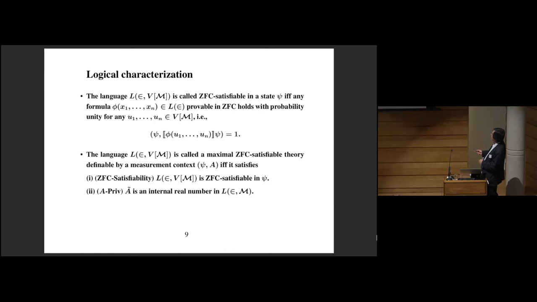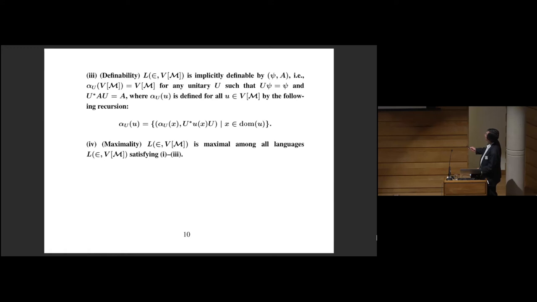The language is called a maximal ZFC satisfiable theory definable by a measurement context Psi A if it satisfies, one, ZFC satisfiability, that is, this language is ZFC satisfiable in this state, and also A is an internal real number in this language. And the definability is similar. For any unitary operator which leaves the state psi invariant and does not change A, we define the automorphism of the quantum logical universe, and then this universe is stable under this automorphism. And then the maximality is very analogous. This language is maximal among all languages satisfying all these conditions.